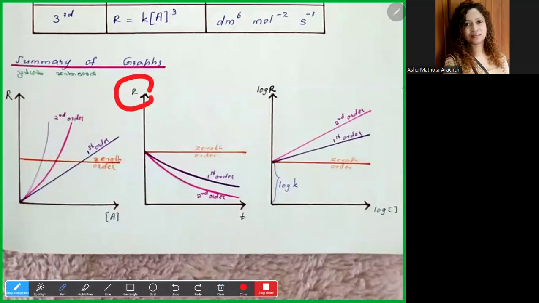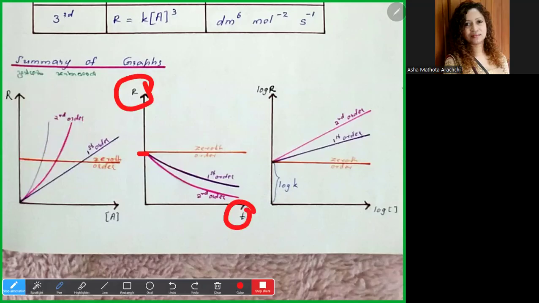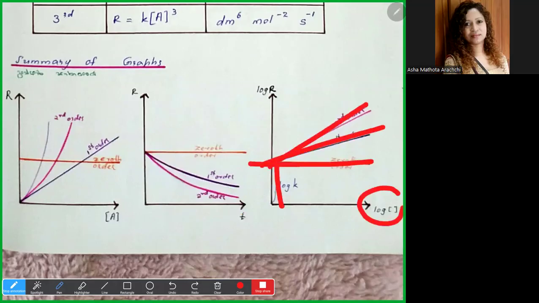And again, if you go with the rate and time, it is constant for zeroth order. For first order and second order, the time is decreasing. What's the meaning of time decreasing? The time to occur the reaction is less, so the rate is increasing. Clear that? Less timing means faster, higher rate. And then this is the log value. So again, zeroth order, first, second, third, a y equals mx plus c kind of graph.